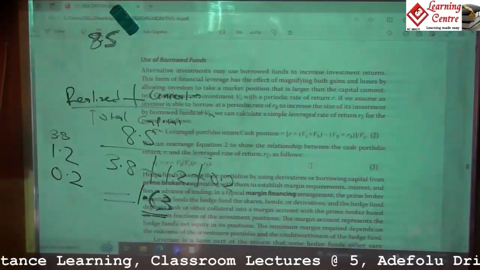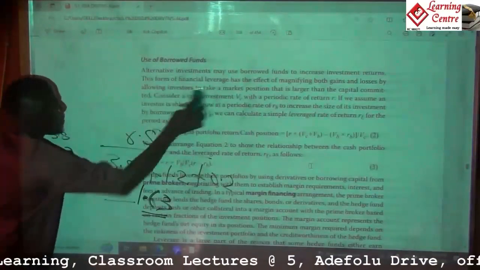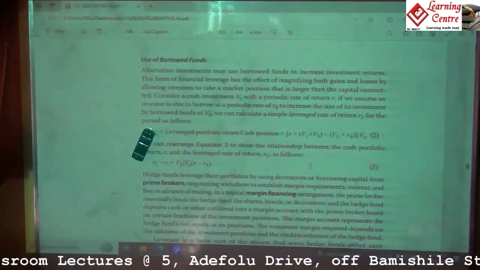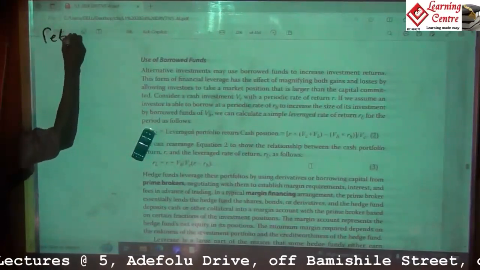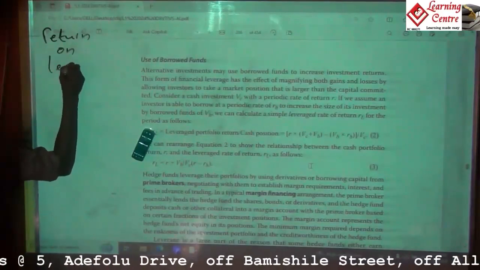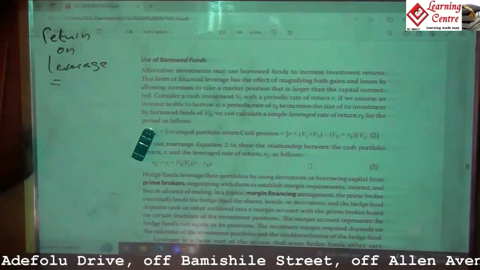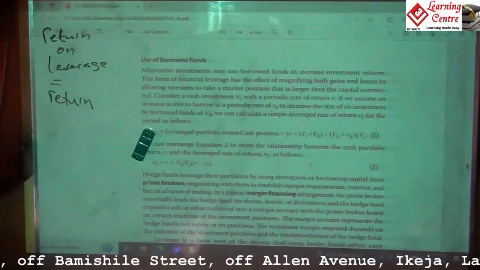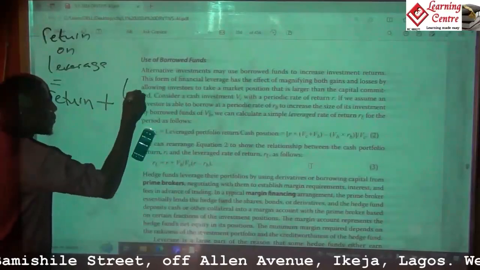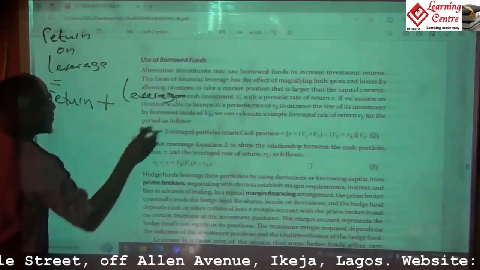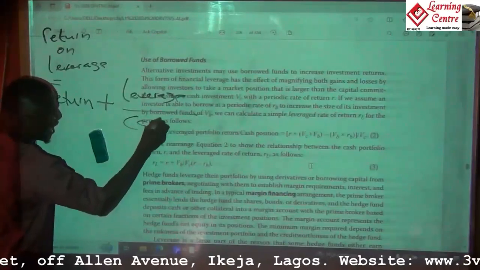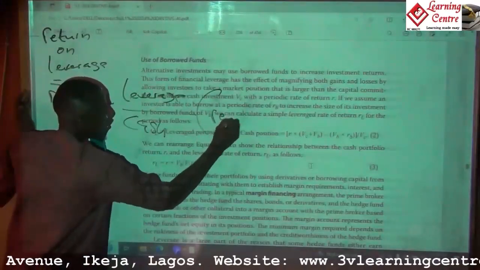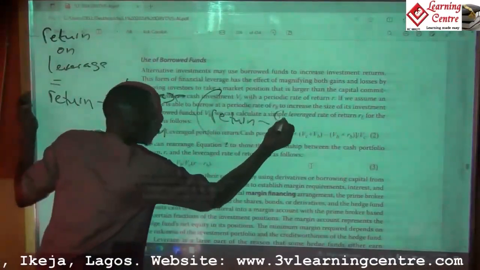So what is the formula? Here now is leverage funds. Return on leverage. Leverage, so it's going to be the return you get on investment, plus the leverage position divided by cash, cash position, into bracket the return minus cost of fund.